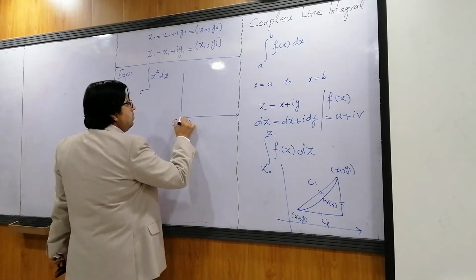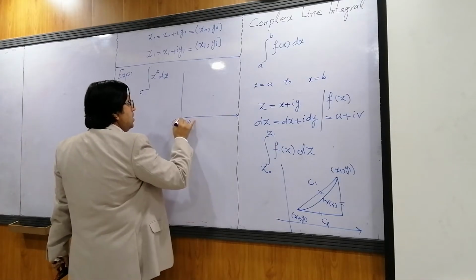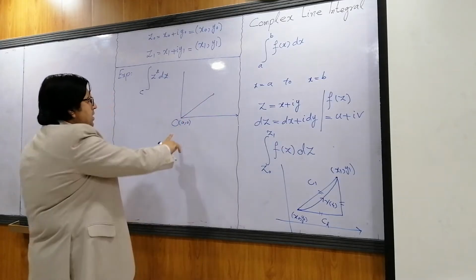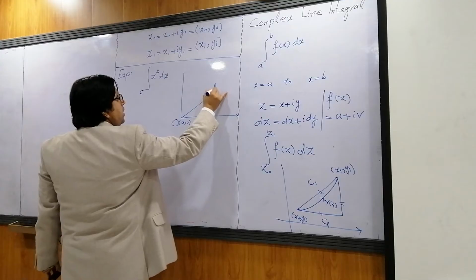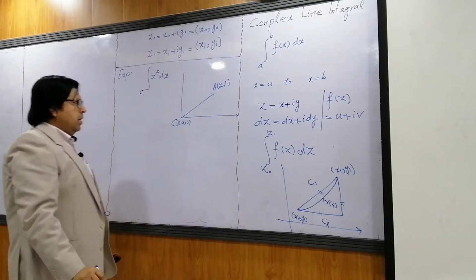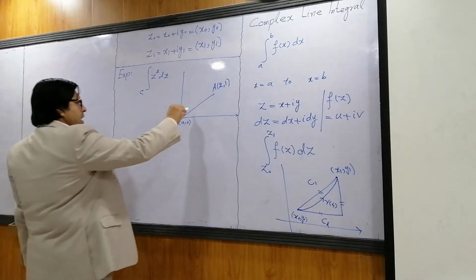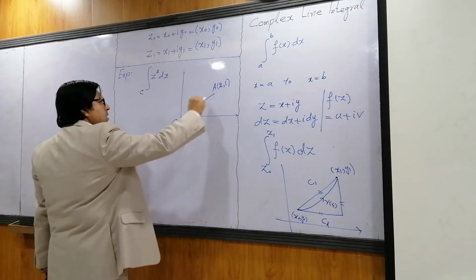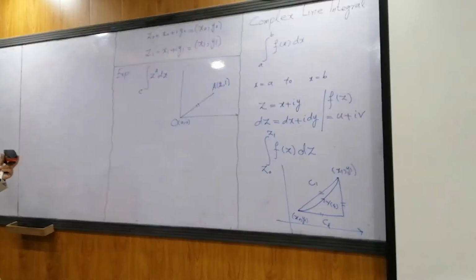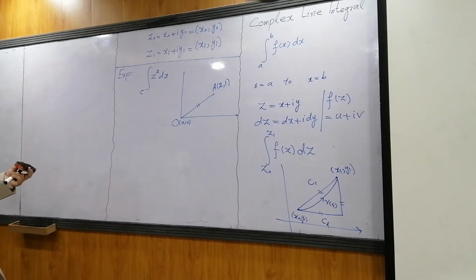So 2, 1 is another point. Let this be O and this point be A, with coordinates 2, 1. I have to obtain the integration along this straight line. For this reason, first of all, I need the equation of the straight line.